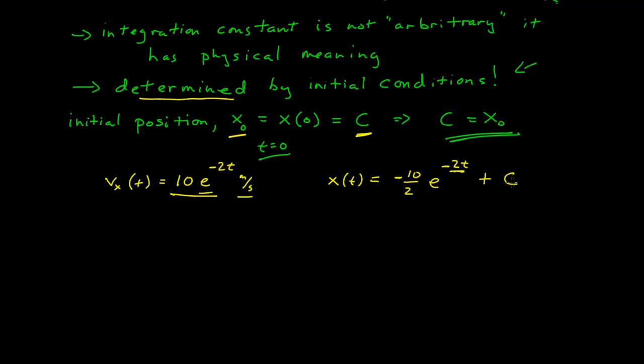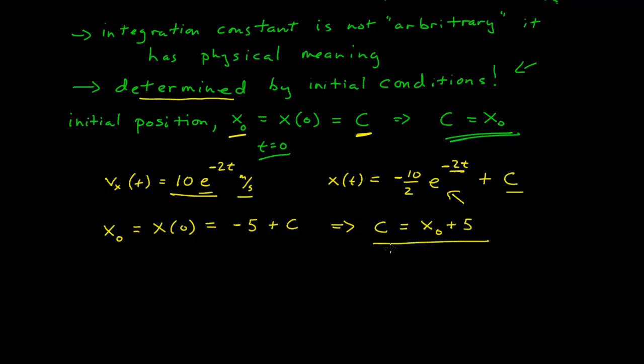So I want to do the same thing I did before. I know that the initial position, x naught, is equal to the position at t is equal to 0. So if I plug t is equal to 0 into this, I get e to the 0, which is 1. So at t is equal to 0, the trajectory is minus 5, negative 10 over 2, plus my integration constant c. So solving for c, I get my initial position plus 5.